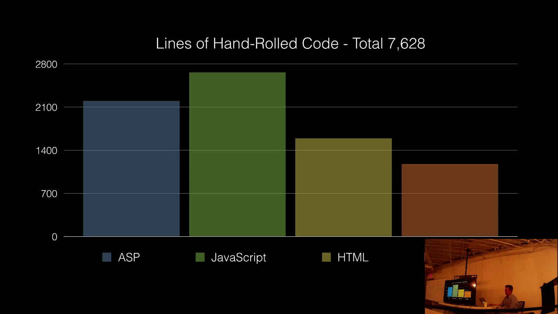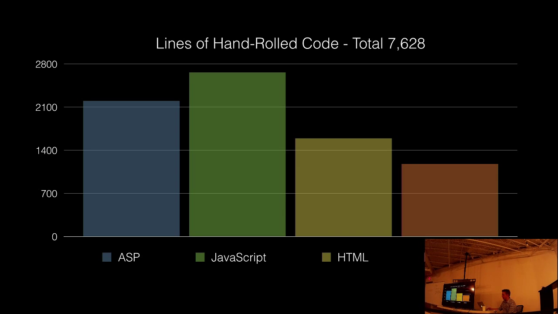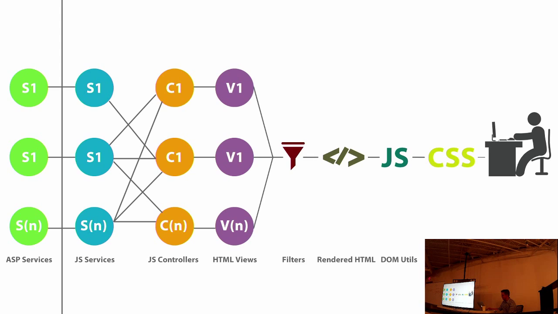Just looking at the weight of the application, of how it's distributed: about 2,200 lines of ASP, about 26 something like that of JavaScript, and 15 of HTML, and about 1,100 of CSS. This does not include third-party libraries. It's just what's hand-rolled. So just to show the distribution.